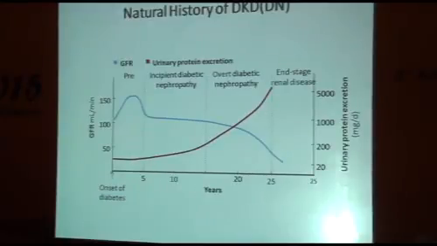And also we know that we no longer use the terms microalbuminuria and macroalbuminuria. There is a change in the terminology. Now that we have realized that albuminuria is a continuum, we no longer classify it as microalbuminuria and macroalbuminuria, and we just call it high albuminuria and very high albuminuria. So these correspond to incipient diabetic nephropathy and overt diabetic nephropathy.